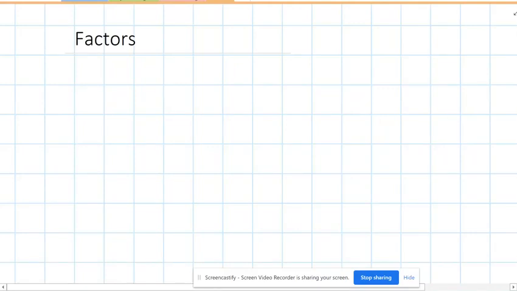This lesson is about factors, and we start at the very beginning, which is the most basic factors of all, but don't worry, we'll get to the more advanced questions quickly as well. So we'll start right here.